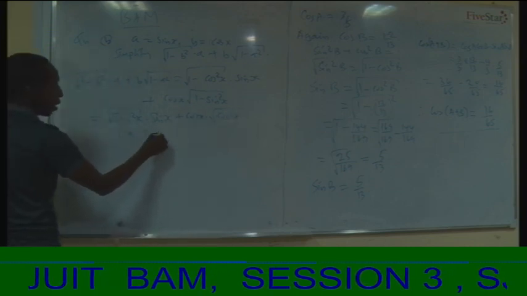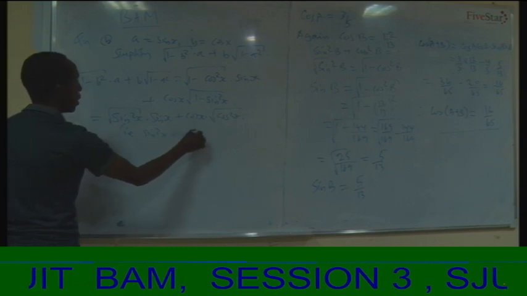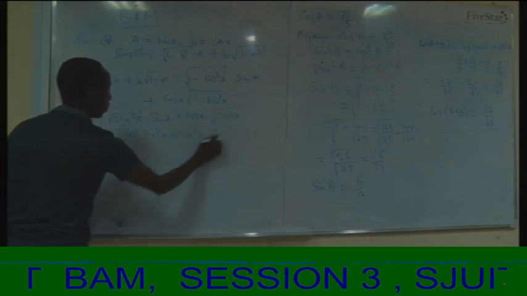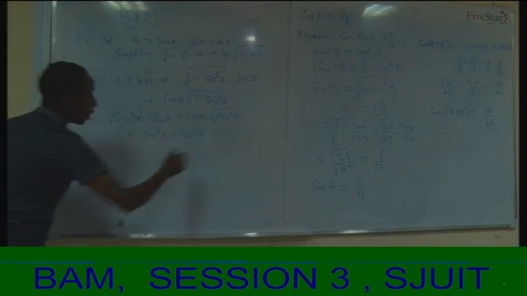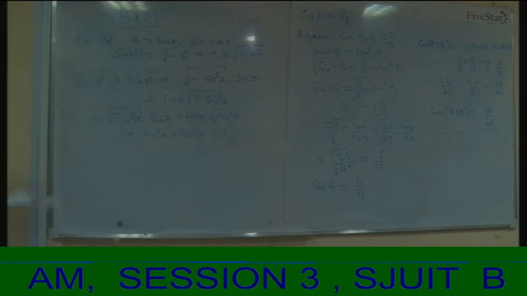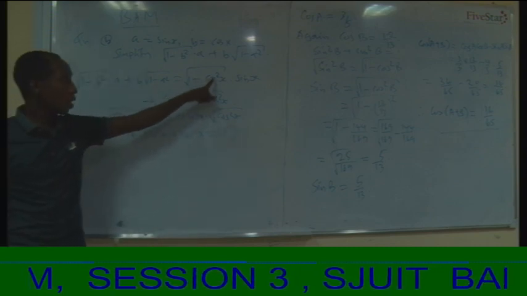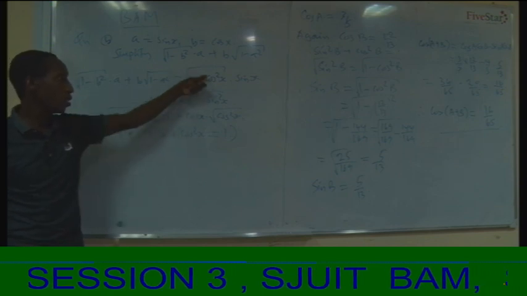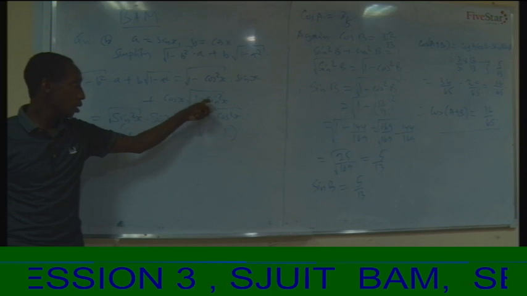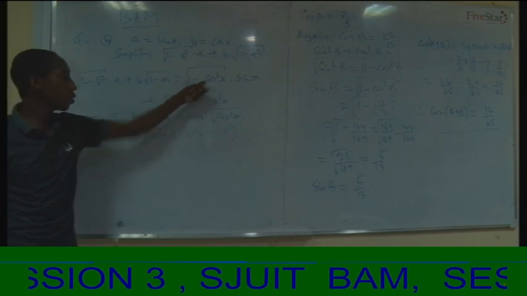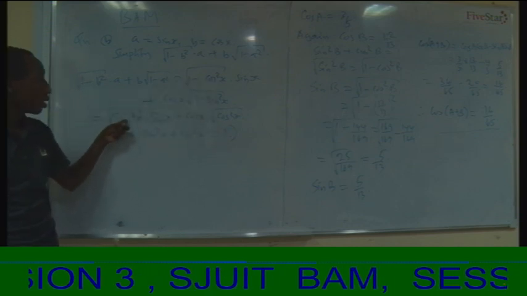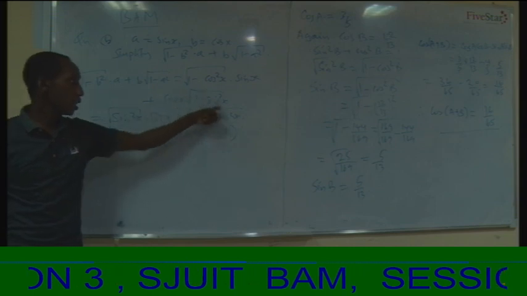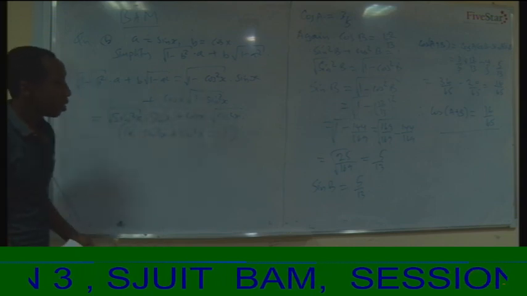Sine squared x plus cos squared x equals 1. This is the basic trig identity that you have used here. And if you need cos squared x, this will be equal to 1 minus sine squared x. That's why we have this expression here. 1 minus cos squared x is sine squared x, and 1 minus sine squared x is cos squared x.